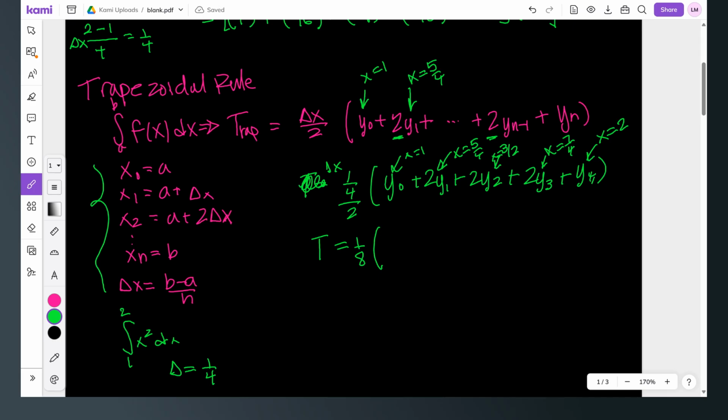Why the trapezoid rule doesn't look like the midpoint rule, so we could just have f of 1, f of 5/4, f of 3/2. I don't know why. All right, so we plug those values into this function, and we get our trapezoidal rule.